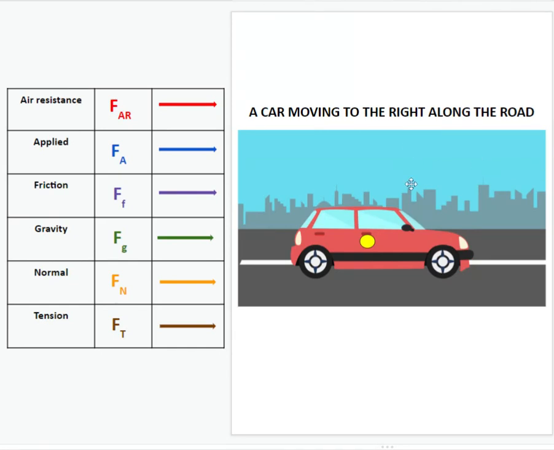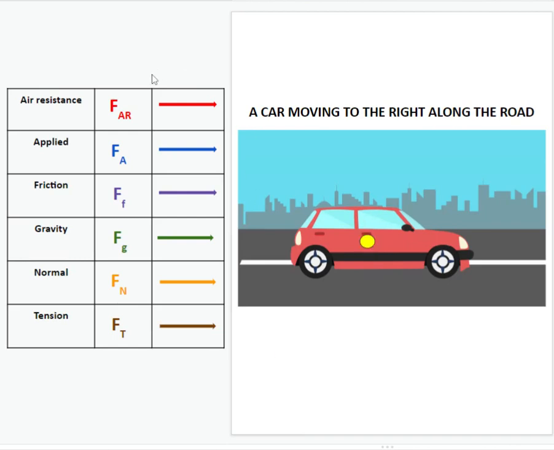Here I have a car moving to the right along the road. To start my free body diagram, I first locate my center of mass. This is just the center of the object we're looking at, and that's what this yellow dot here represents.